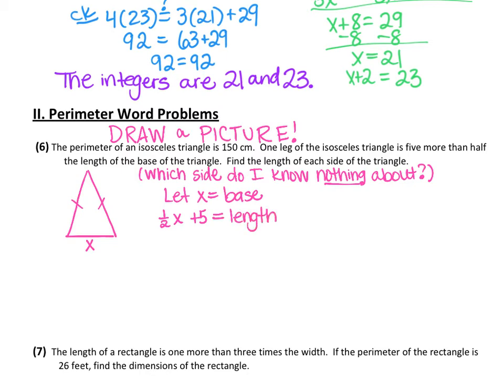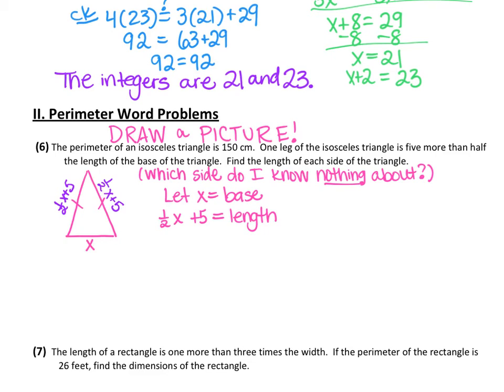So now we can define what the length is. Once you have that defined, I do want you to label this picture. We didn't draw this picture for nothing. So this is going to be 1/2 x plus 5. In an isosceles triangle, both the legs are the same. So this is going to be 1/2 x plus 5. Now we have a great picture to help us here.